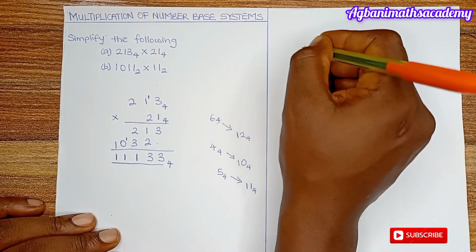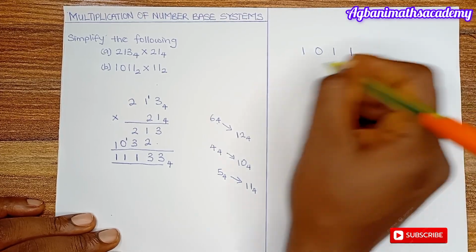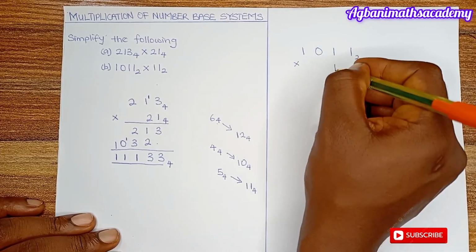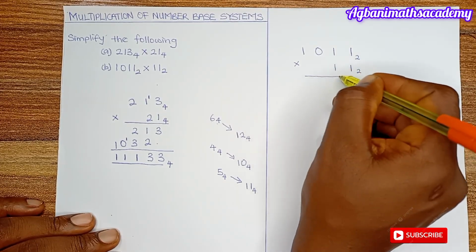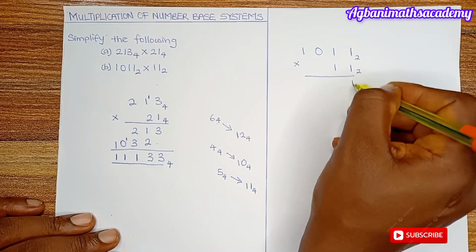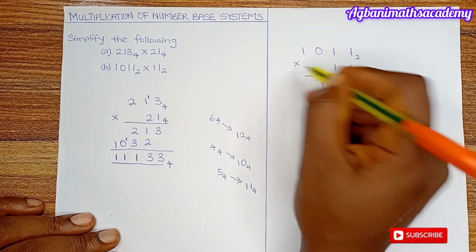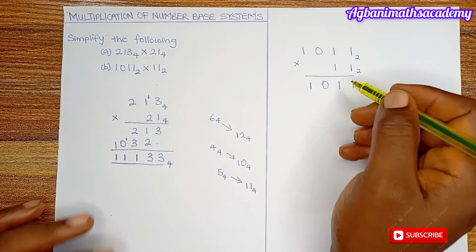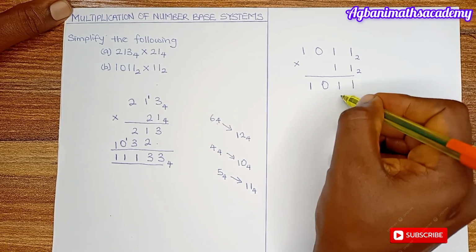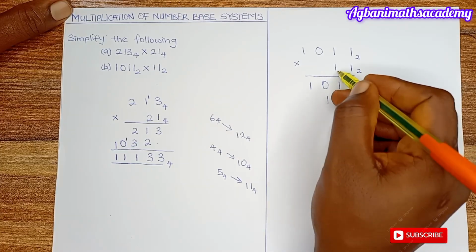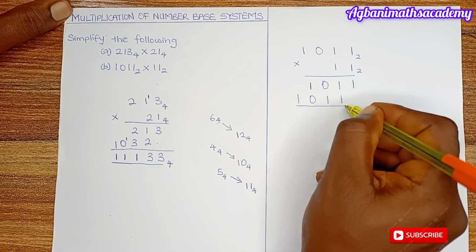B, we have 1011 base 2 multiplied by 11 base 2. So this is quite simple. Let's look at it. 1 multiplied by 1, 1. 1 multiplied by 1, 1. 1 multiplied by 0, 0. 1 multiplied by 1, 1. So in multiplication, we do not have any issue because the number is not up to 2. 1 multiplied by 1 gives us 1. 1 multiplied by 1 gives us 1. 1 multiplied by 0 gives us 0. And 1 multiplied by 1 gives us 1. So we are done with multiplication.